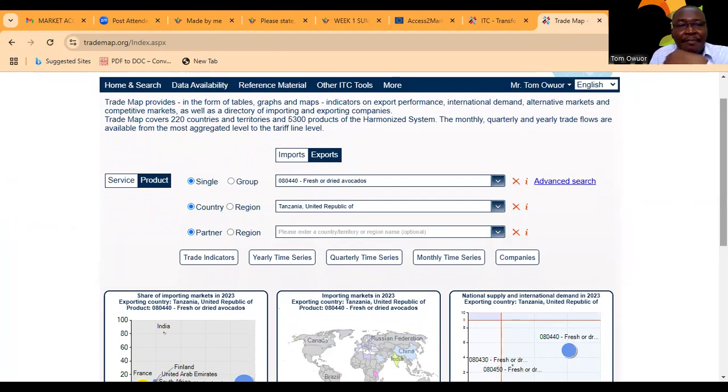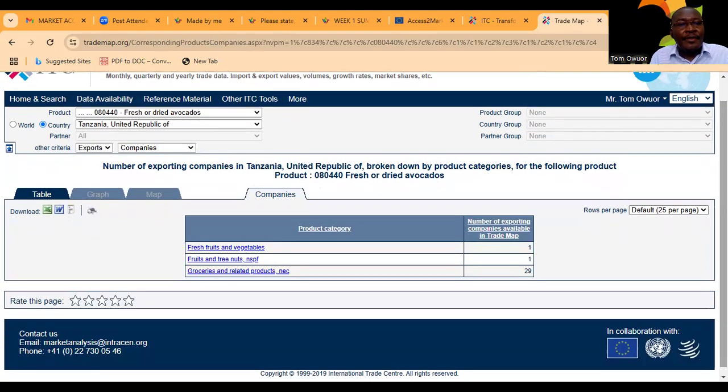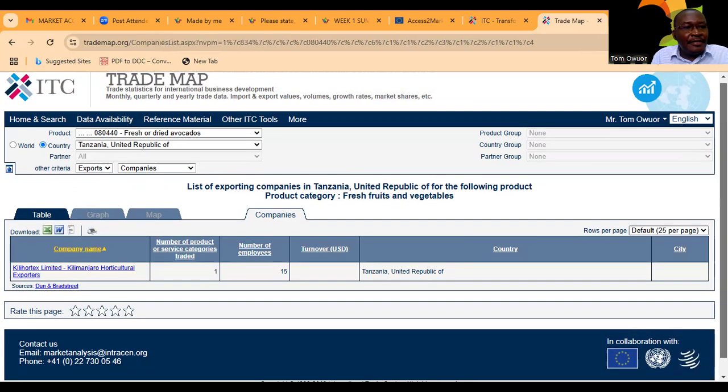Now, I want to look at the companies. If you're following me, I want to look at the companies that buy from Tanzania. The data that has been captured is that for fresh fruits and vegetables from Tanzania, there's only one company that has been captured here. Which company is this? Let's see what it does. Fresh fruits and vegetables. All right. There is a company called Pilotex Limited in Kilimanjaro, which is a major exporter from the Republic of Tanzania.